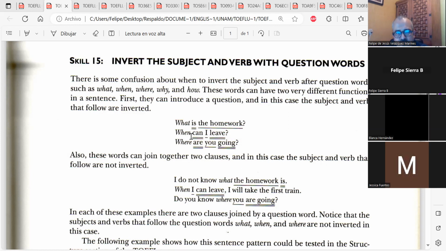Okay, so here we have questions. What is the homework? When can I leave? Where are you going? This is question word, auxiliary, subject, verb or a complement, and we have a question mark. So we have to respect the structure of a question in which the auxiliary comes before the subject.